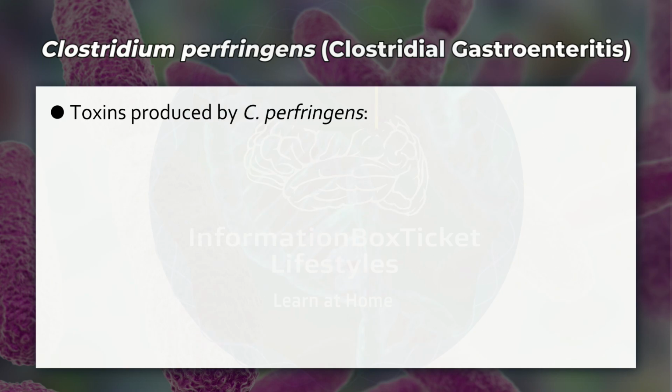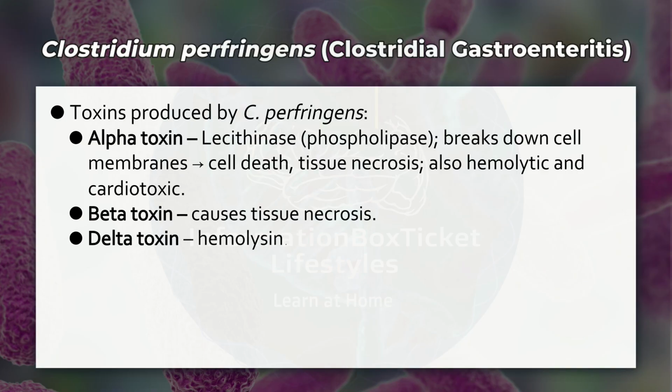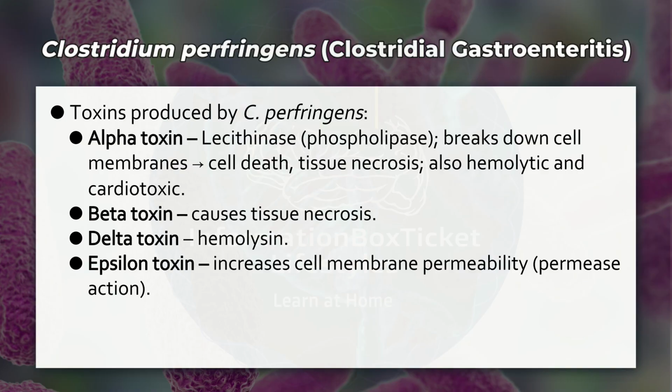Toxins produced by Clostridium perfringens: alpha toxin, lecithinase, phospholipase, breaks down cell membranes, causing cell death and tissue necrosis, also hemolytic and cardiotoxic. Beta toxin causes tissue necrosis. Delta toxin, hemolysin. Epsilon toxin increases cell membrane permeability, permease action. Iota toxin causes tissue necrosis.